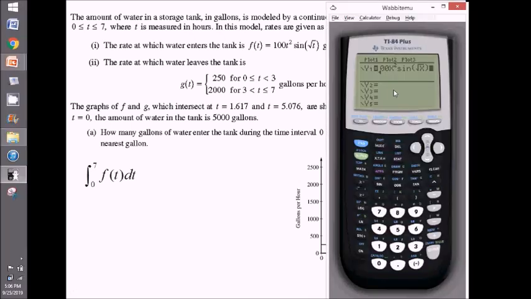To start things off, I'm actually going to put this in my y1 because I'm sure I'm going to need it later. Let me quit out of there now, and let me do math 9 to take my integral from 0 to 7 of alpha trace y1, where I stored my f of t function, dx. And this comes out to how much? 8,264 if we round to the nearest gallon.